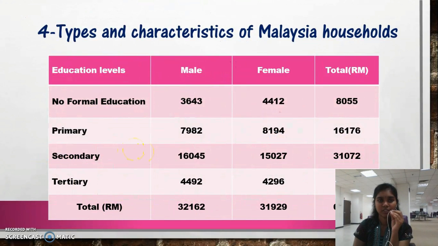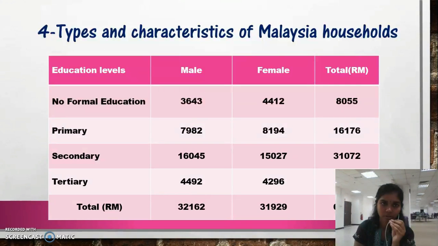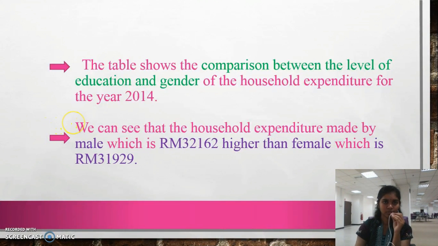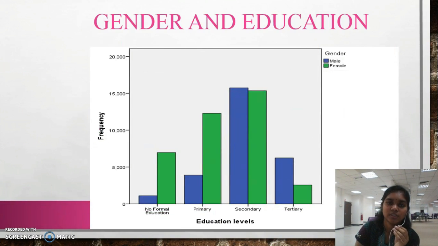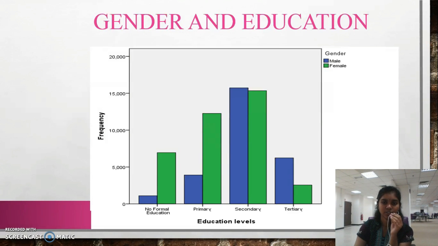Our fourth objective is the types and characteristics of Malaysian households. We compared the education level and also the gender, and this is the total value for the breadwinners. The table shows the comparison between the level of education and gender of the household expenditure for the year 2014. We can see that the household expenditure made by males, which is 32,162 ringgit, is higher than females, which is 31,929 ringgit. So this is the bar chart for the gender and education.